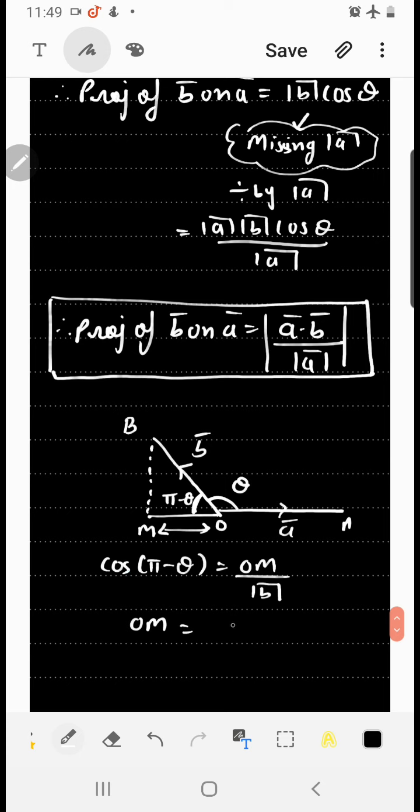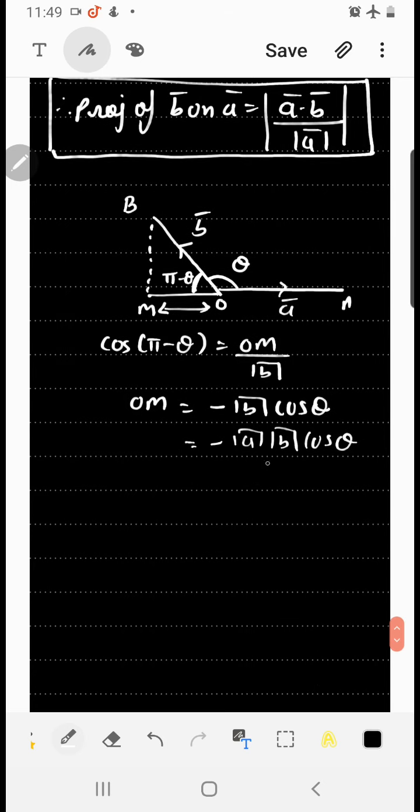Cos of 180 minus theta is minus cos theta, so minus mod B cos theta. What is missing? Mod of A is missing. So minus mod of A, mod of B cos theta upon mod of A. So what I got is minus of A bar dot B bar upon mod of A bar.